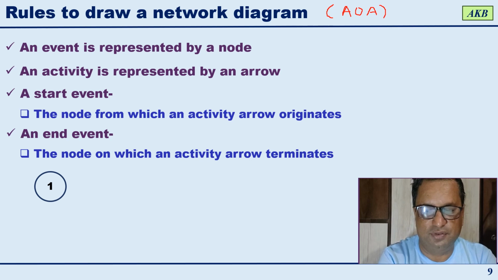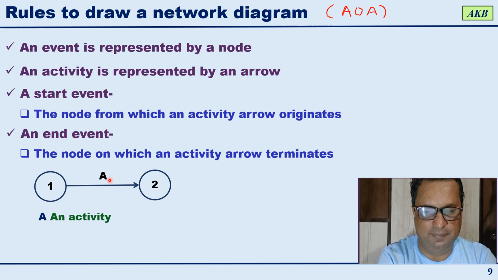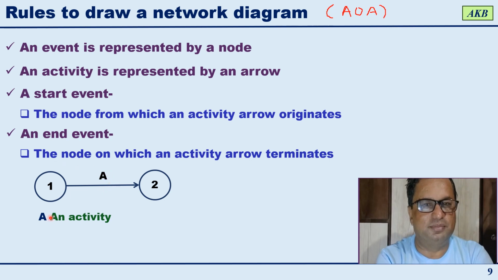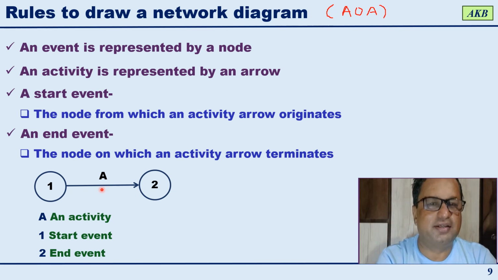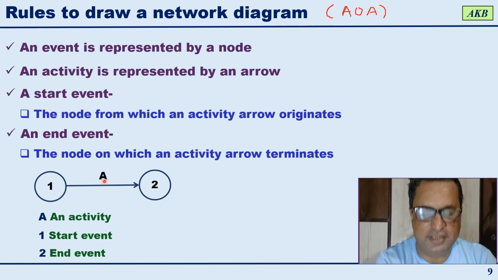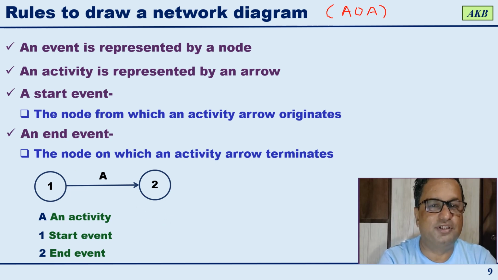So again, there is one example. So you have event 1, and then you have event 2 and then activity A. I have discussed this example many times so that you can understand. In this case, A is an activity, 1 will be the start event for activity A and 2 will be the end event for activity A. So what is a start event, what is an end event, you have understood on this slide.